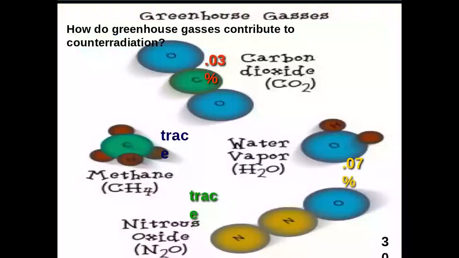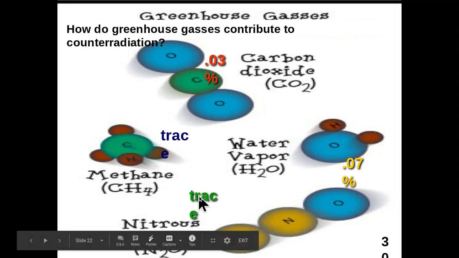Before we do that, we need to talk a little bit about the composition of the Earth's atmosphere. We already talked about it: 78% nitrogen, 21% oxygen, and then there's other. And that other, in many cases, comes in the form of greenhouse gases. Greenhouse gases are molecules that are absorbers of radiation. They absorb radiation and then counter radiate it back to the Earth's surface. Some of the common greenhouse gases are methane, in trace amounts, and nitrous oxide, in trace amounts.